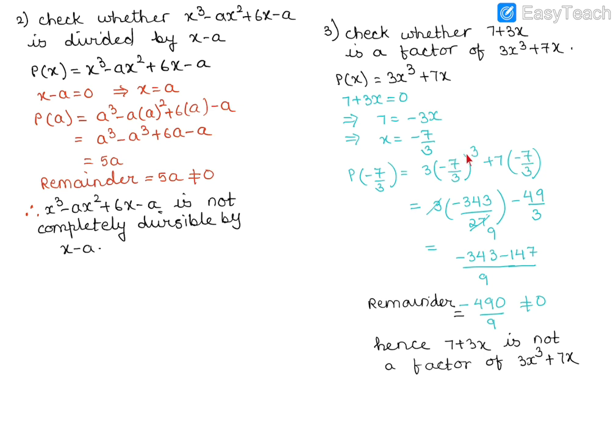So see, 7 into 7 into 7 is minus 343, and a negative with an odd power will give you negative. 3 into 3 into 3 is 27, and 7 into 7 is 49 with a negative. When I take the LCM, I'm going to get a remainder as minus 490 by 9, and obviously this is not equal to 0. So we can say that 7 plus 3x is not a factor of 3x cube plus 7x.